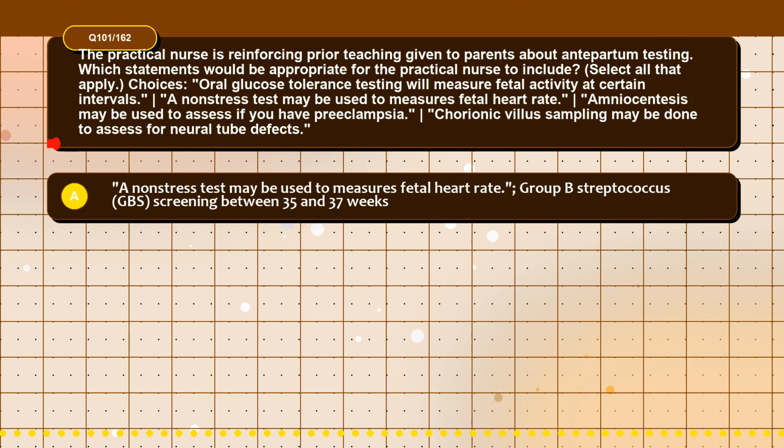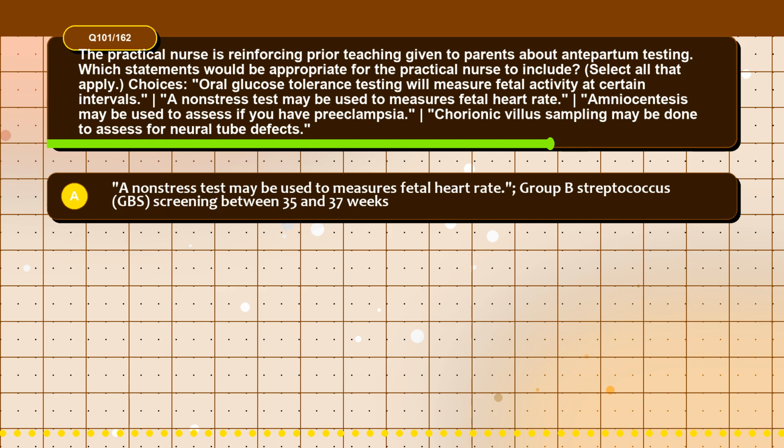Question 101. The practical nurse is reinforcing prior teaching given to parents about antepartum testing. Which statements would be appropriate for the practical nurse to include? Select all that apply. Choices: oral glucose tolerance testing will measure fetal activity at certain intervals. A non-stress test may be used to measure fetal heart rate. Amniocentesis may be used to assess if you have preeclampsia. Chorionic villus sampling may be done to assess for neural tube defects.